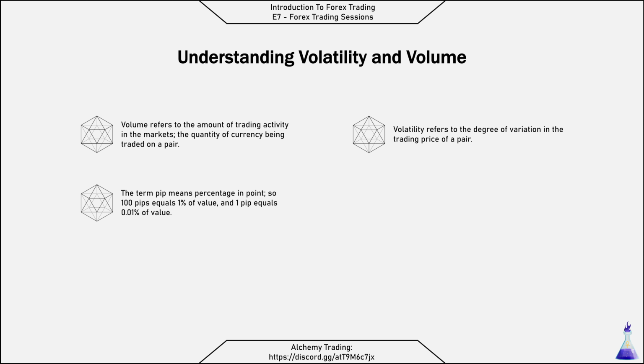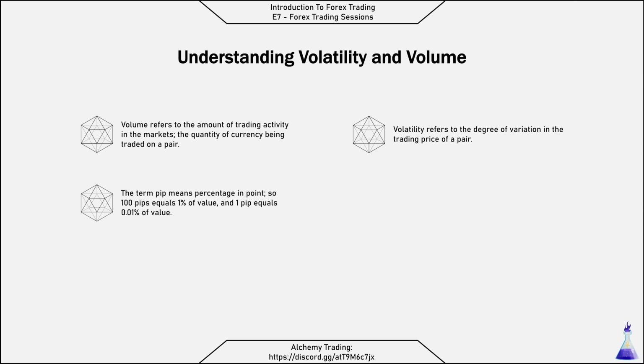If you're unfamiliar with the term pip, it simply means percentage in point. So what this means is that a 100 pip movement would equal 1% of value, while 1 pip equals 0.01% of value. Percentage in point is a term very readily used in the Forex market, so you'll want to write that one down. The market is subject to constantly experience short-term variation in the level of volatility.